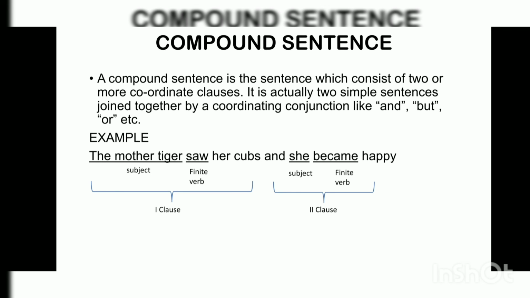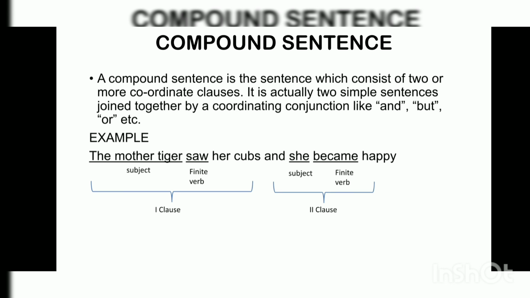Now, a compound sentence is a sentence which consists of two or more coordinate clauses. It is actually two simple sentences joined by a coordinating conjunction like and, but, etc. For example, the mother tiger saw her cubs. That's the first clause. And she becomes happy. That is the second clause. Now, overall, one clause consists of one subject and a finite verb, and another clause consists of one subject and a finite verb. So in total we have two subjects and two finite verbs. So when there are two subjects and two finite verbs, it is a compound sentence.